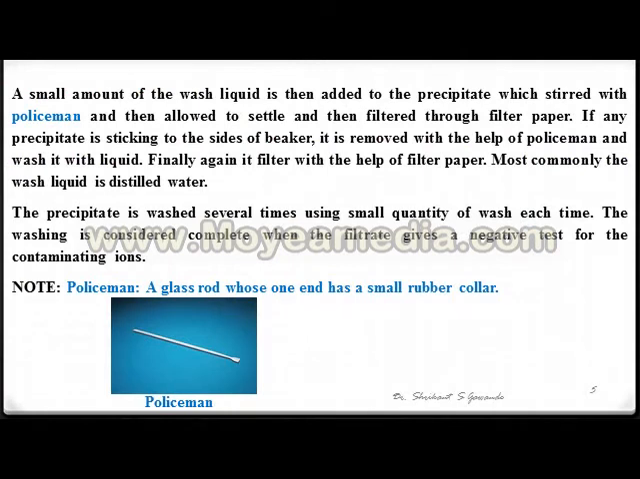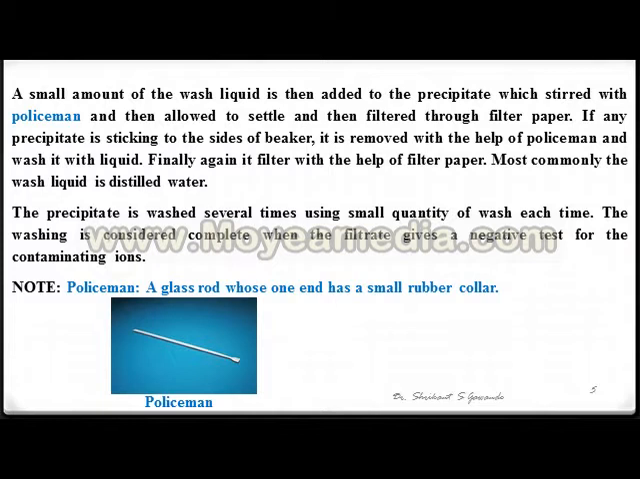A small amount of the wash liquid is added to the precipitate, which is stirred with a policeman, allowed to settle, and then filtered through filter paper. If any precipitate is sticking to the side of the beaker, it is removed with the help of the policeman and washed down with liquid. Finally, it is filtered again with the help of filter paper.